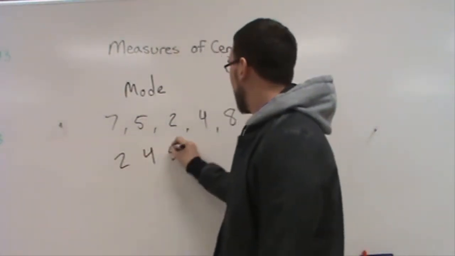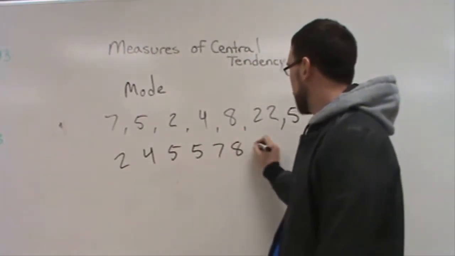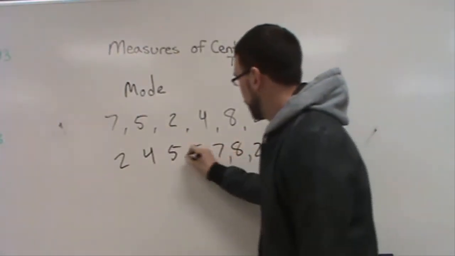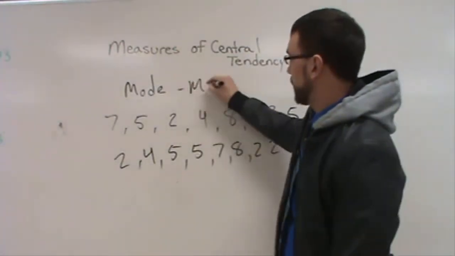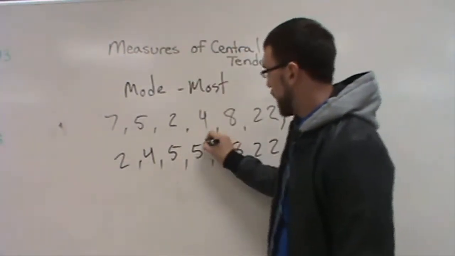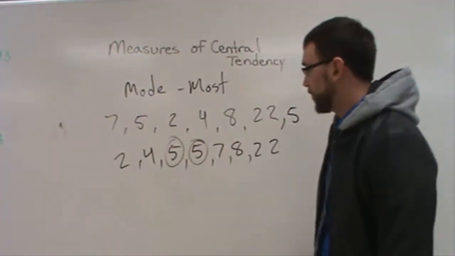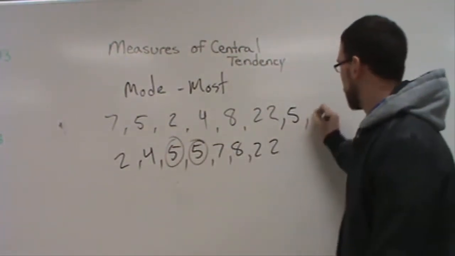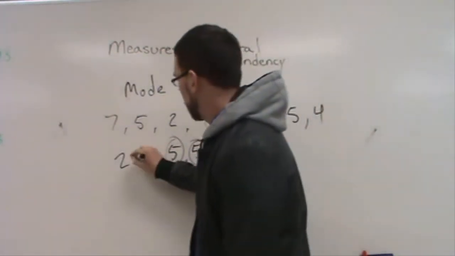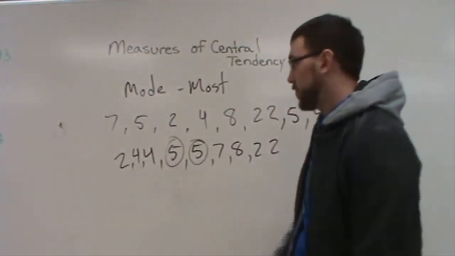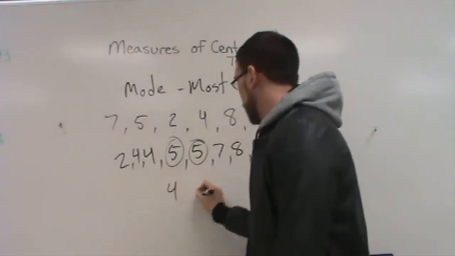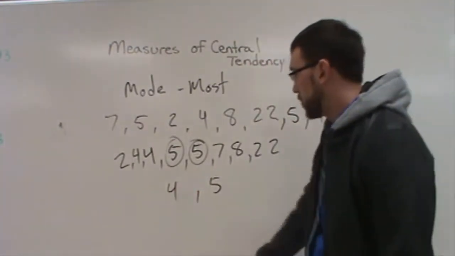2, 4, 5, 5, 7, 8, 22. Okay? Mode is the most, so it's 5, because 5 happens how many times? Twice. Now let me alter the data a little bit. What now? 4 and 5. If you have multiple ones, we have 4 and 5 as our mode. The one that happens most often.